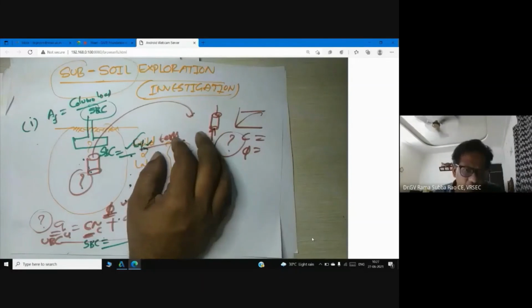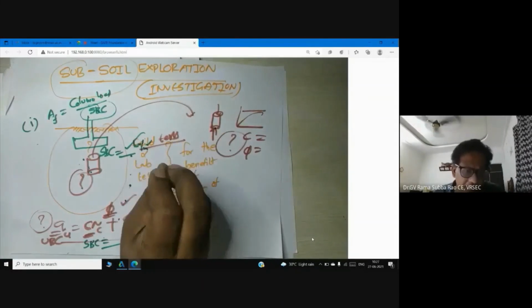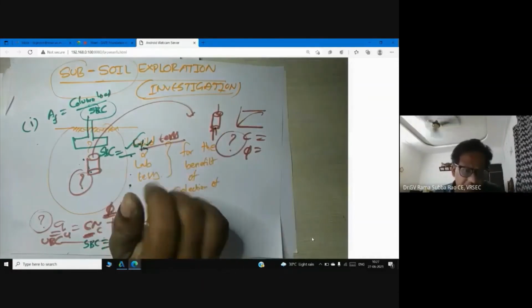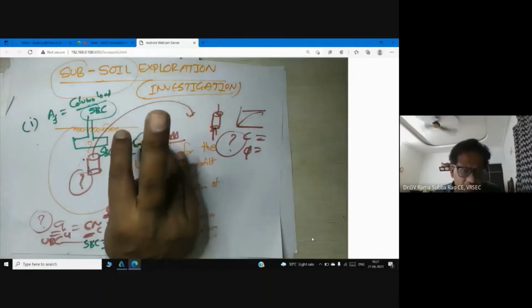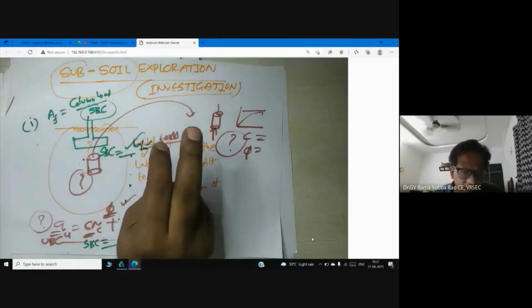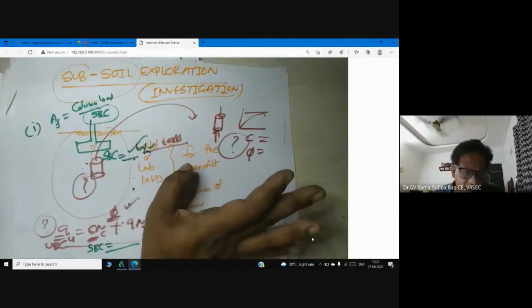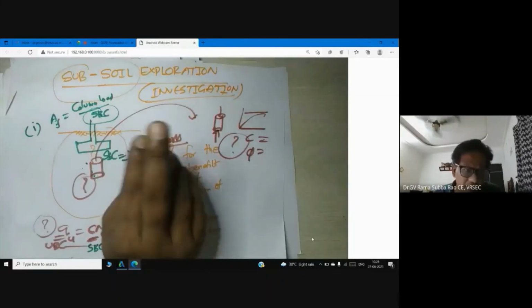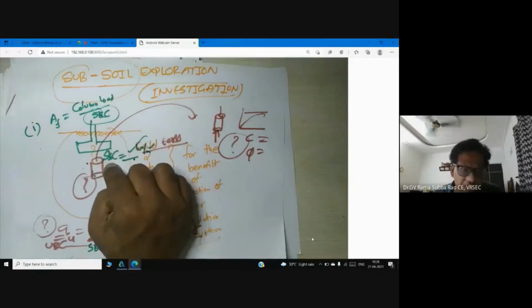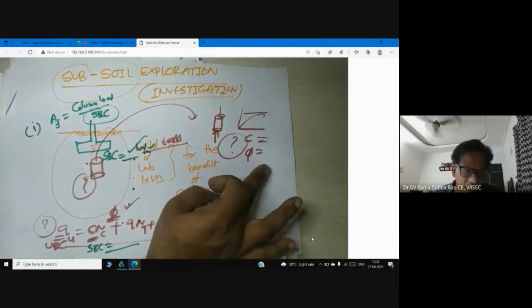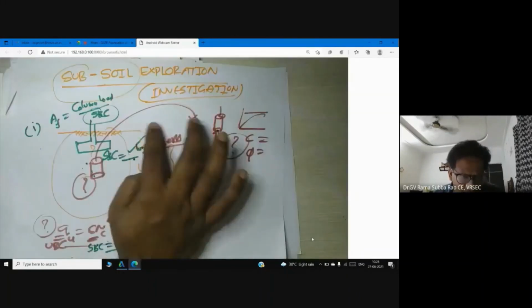So why are we reading soil mechanics? Why are you reading foundation engineering? Soil mechanics and foundation engineering are combinedly called geotechnical engineering. Start with soil mechanics, end with foundation design. I hope you understood the entire design process.